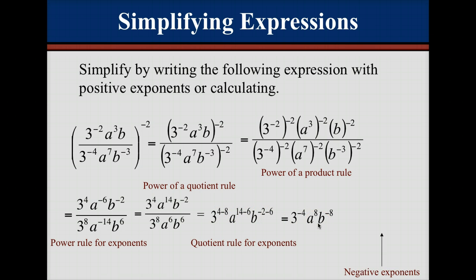Now let's write this with no negative exponents. We put 3 to the 4th down and b to the 8th down, and that will, when we cross that fraction bar again, change them to positive. 3 to the 4th power is 81.